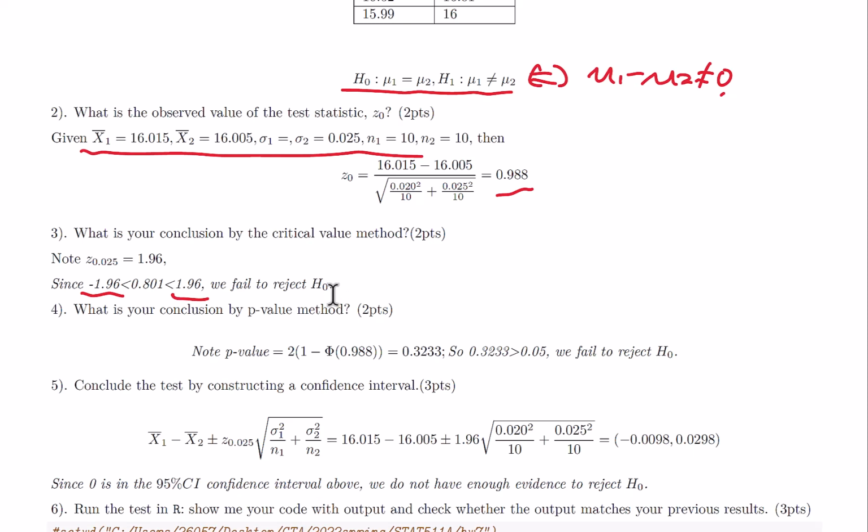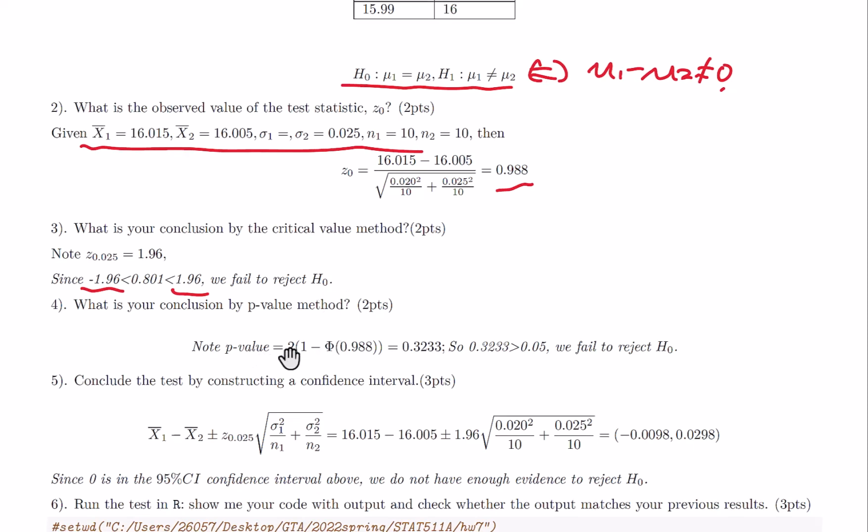For the p-value method, this is a two-sided test, so the p-value is going to be 2 times the probability, 2 times P(Z greater than 0.988). That's how from the Z table you could get this number as the p-value. So our p-value is way bigger than 0.05, so we fail to reject the null hypothesis.